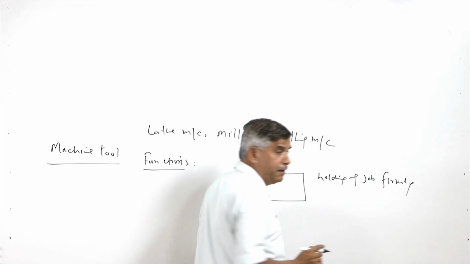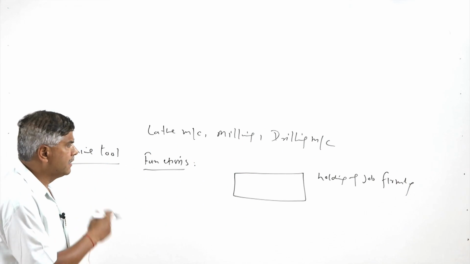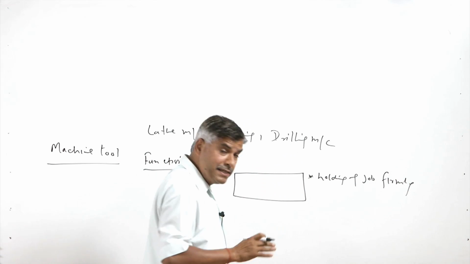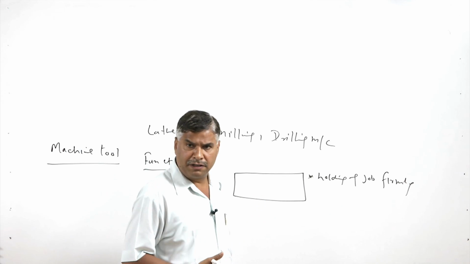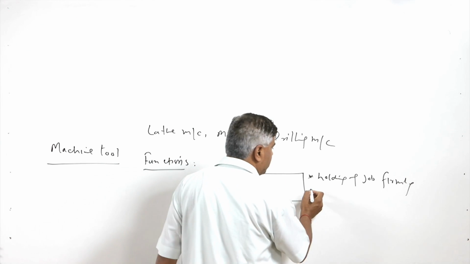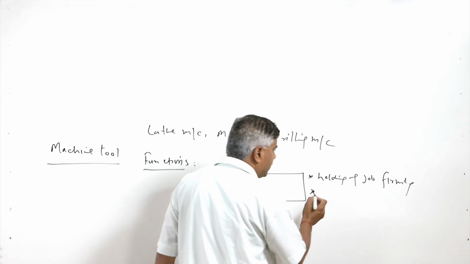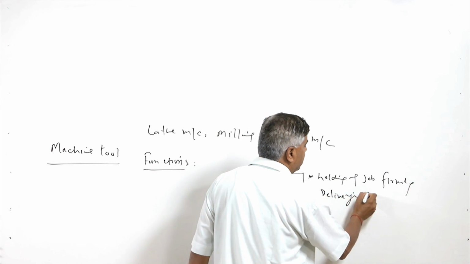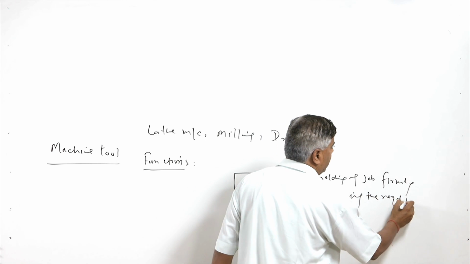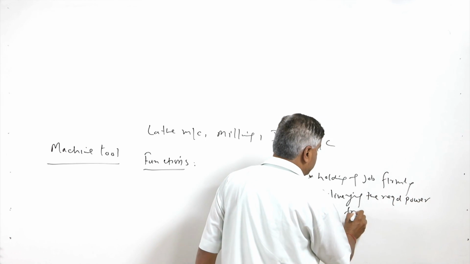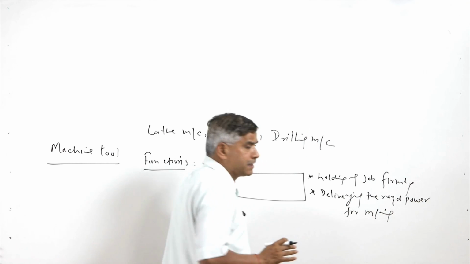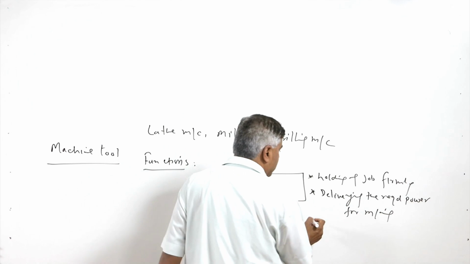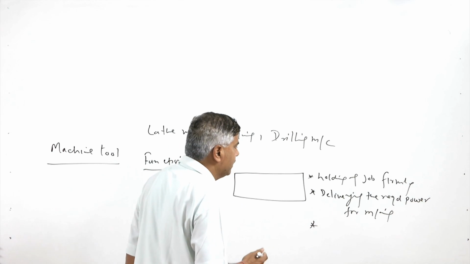This is one main important role played by the machine tool, so that the workpiece is secured and able to withstand the cutting forces during machining without getting disturbed from its position. Another is delivering the required power. This is needed to ensure that machining takes place. If the required power is not available, then there will not be any metal removal or metal cutting.